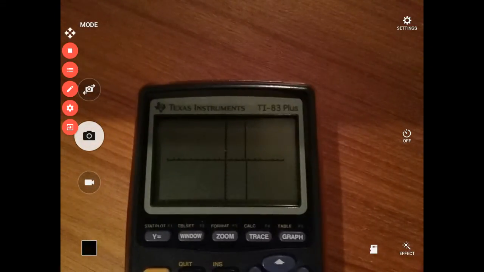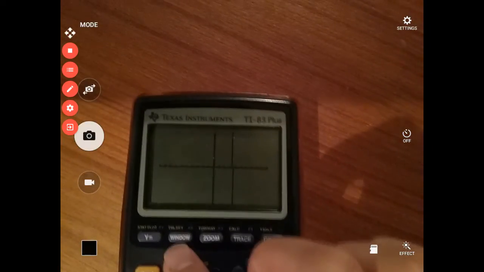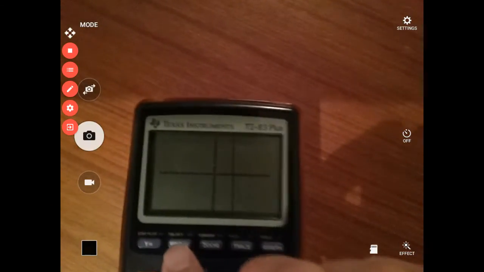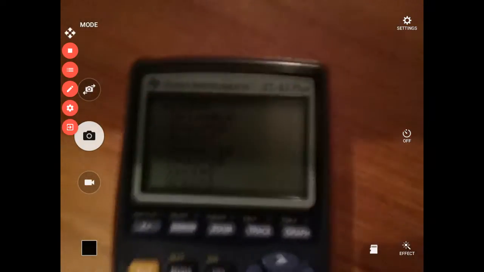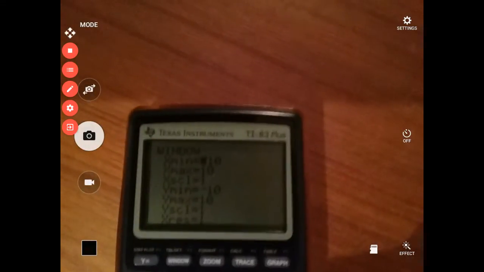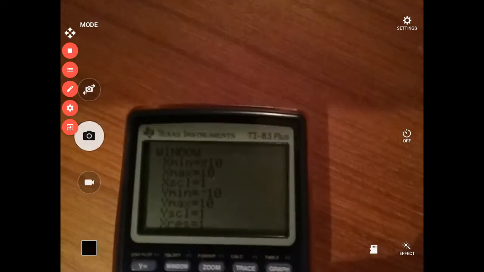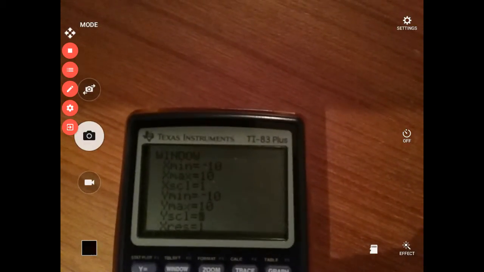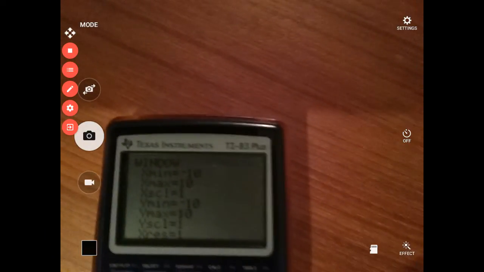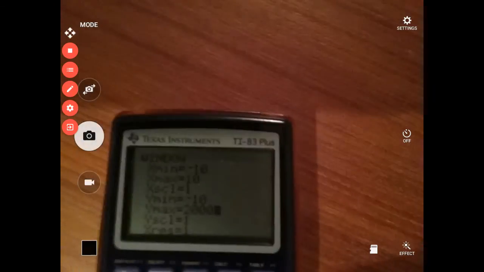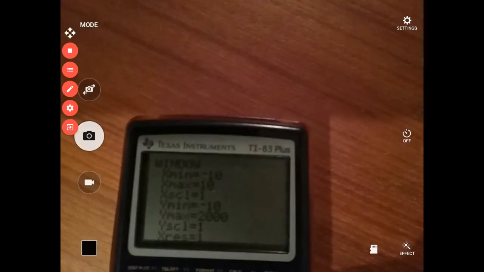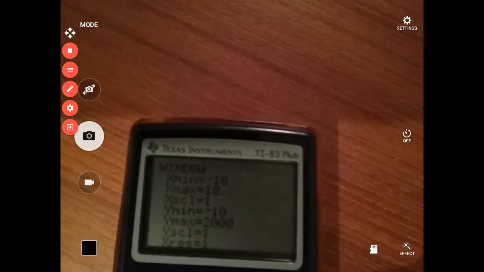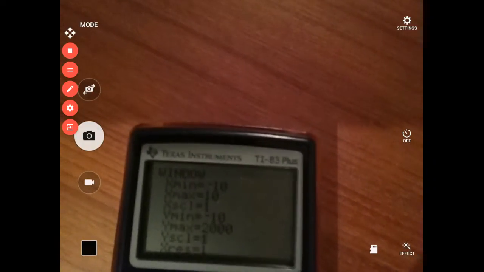Now for this one, we have to go to window. The window button is right there beside the y equals. It's the same kind of idea: X min, X max, scale, Y min, Y max. And remember, we made the Y max up to 2000. Now look, an 83, 84 doesn't have an auto scale. So if we leave it as a scale of 1, it will just get a really thick line on the y-axis.